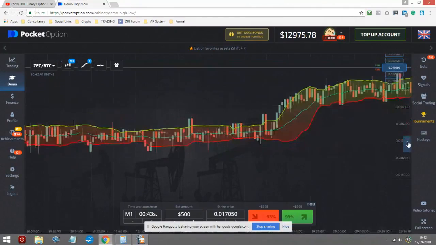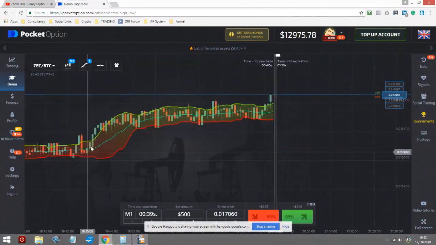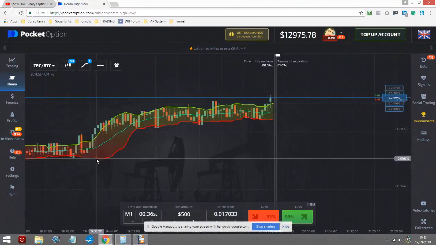So as you can see, in this scenario the price has started to shoot up, and you got this huge uplift here.